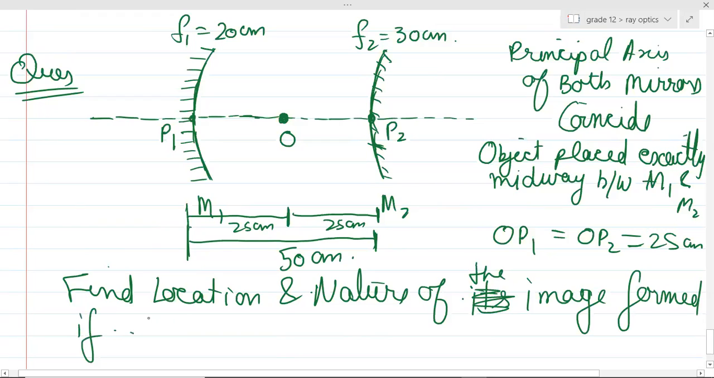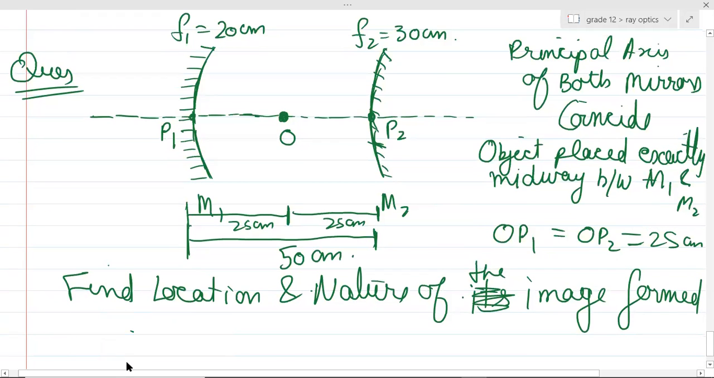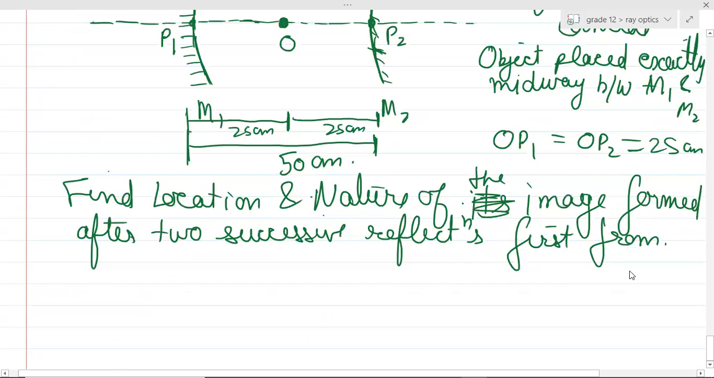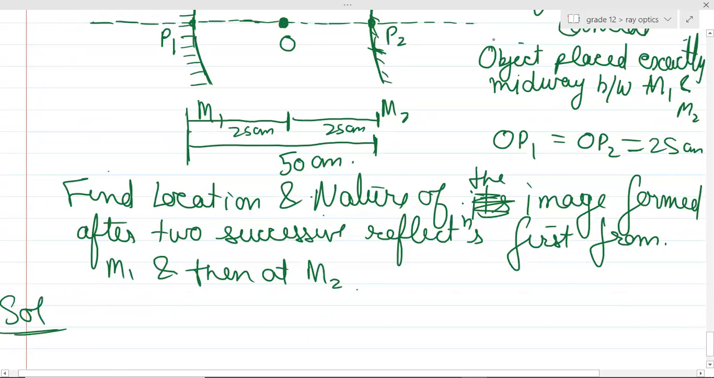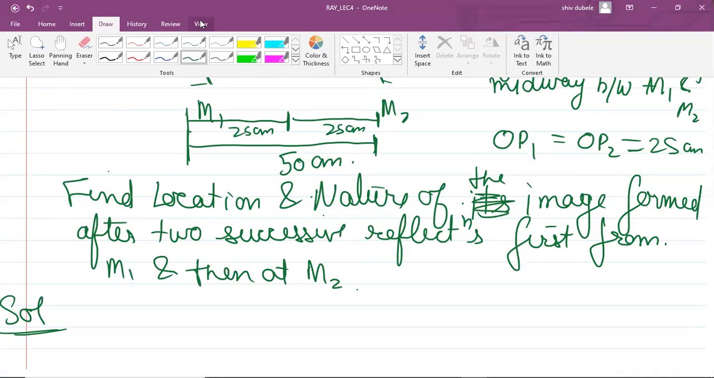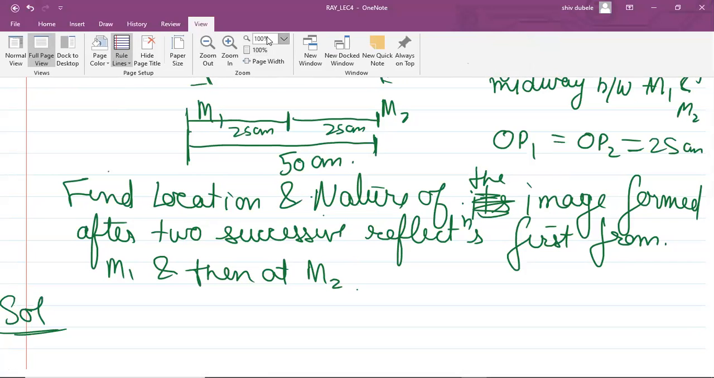after two successive reflections, first from M1 and then at M2. Try to solve it. I'll be waiting for your answers. I'm giving you 3 minutes to solve this problem, and your time starts now.